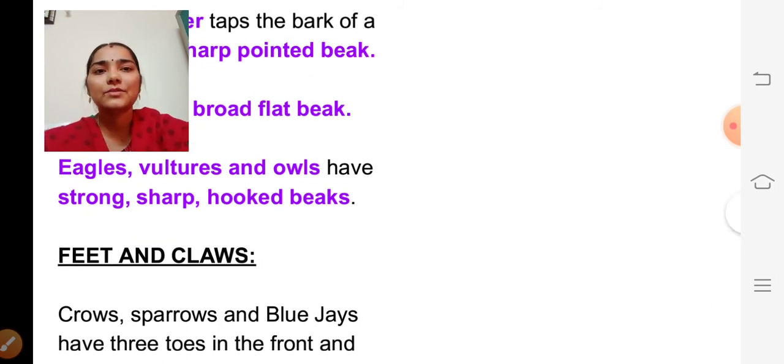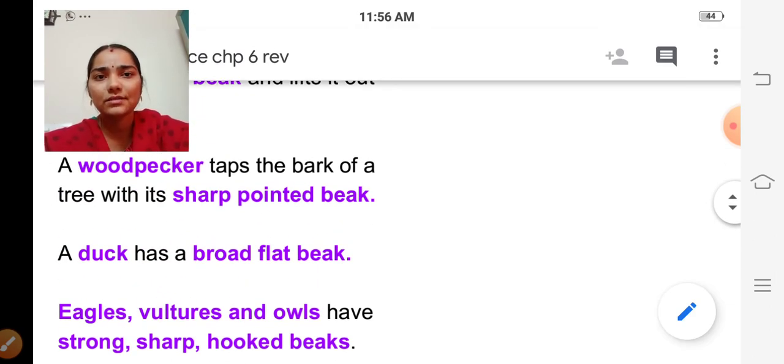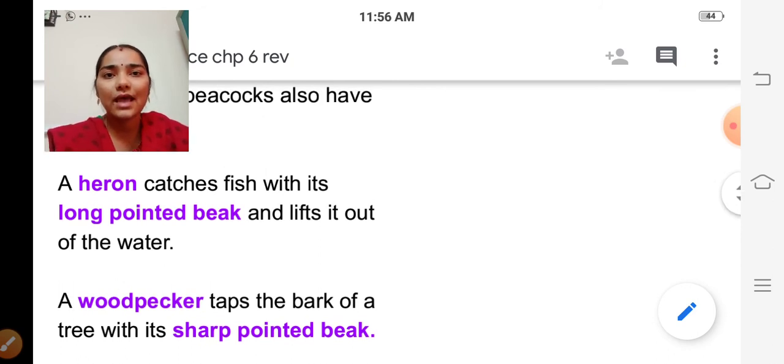So these are all the types of beaks for different kinds of birds. So go through well which bird has which type of beak.